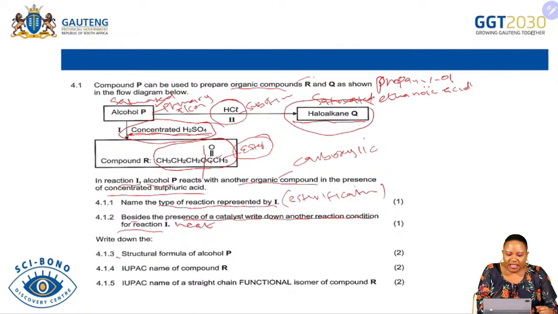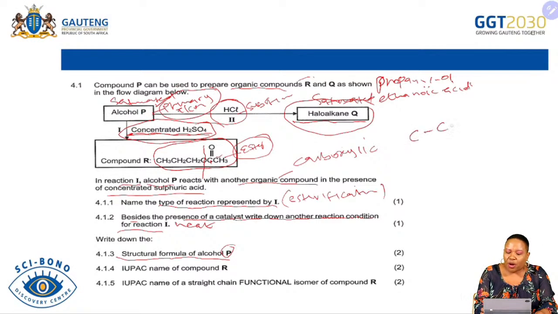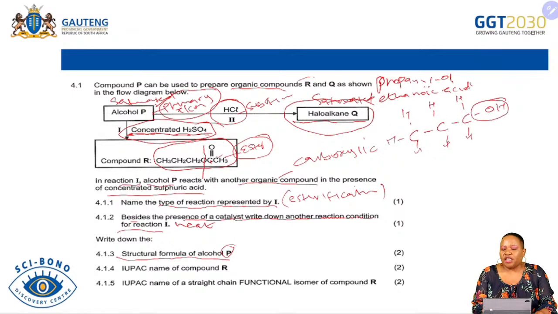And then the structural formula of alcohol P. It is not going to be a challenge for us to write the structural formula of alcohol P, because we know that only primary alcohols will undergo esterification. So the structural formula is going to be propan-1-ol, which has 3 carbons, and then we add the hydrogens and the OH, which is our hydroxyl group.